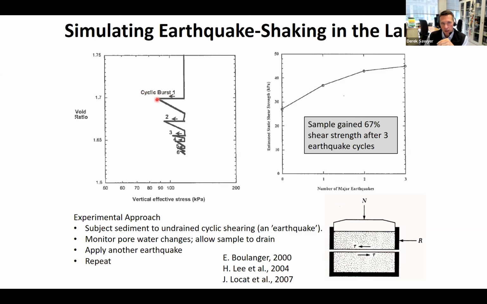The deviations to the left and back to the right are these cyclic bursts. So we're looking at the effective stress on the horizontal axis. So every time it goes to the left, the pore pressure inside the sediment is spiking, and then it bleeds off. And then as it bleeds off, though, the sediment consolidates in situ. So a really neat experiment.